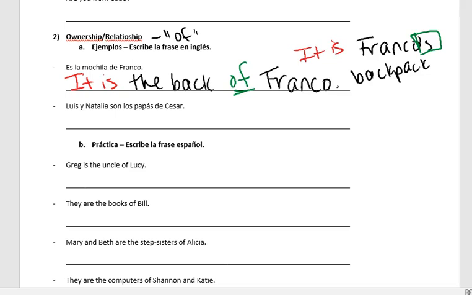So look at the next one. Luis y Natalia son los papás de César. So Luis y Natalia are two people. You are not included. So it is they are.